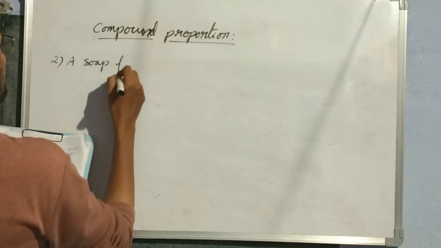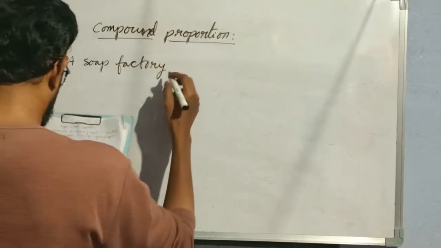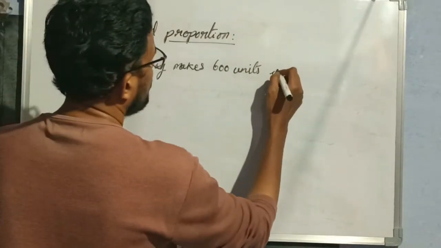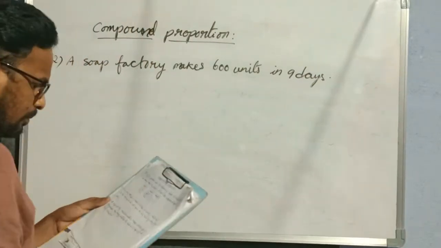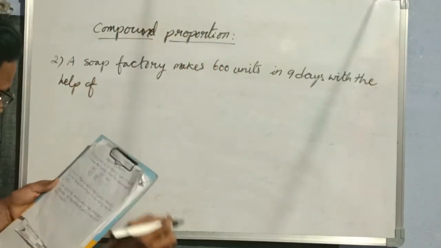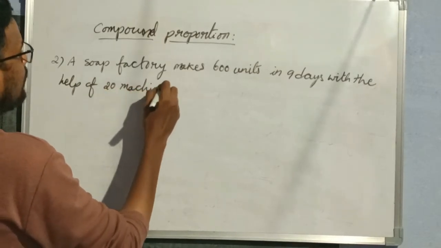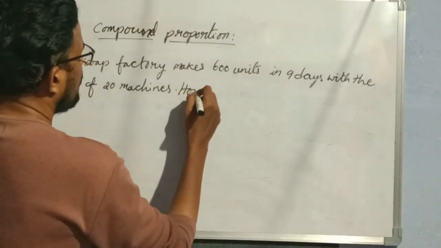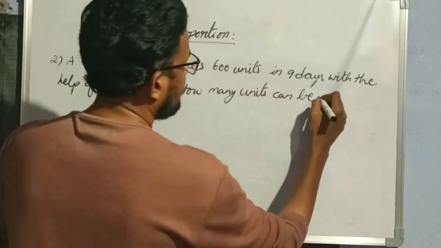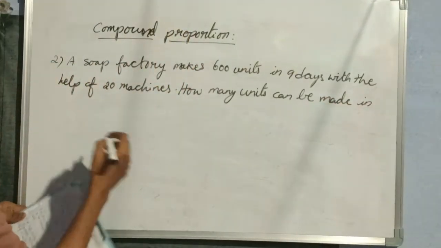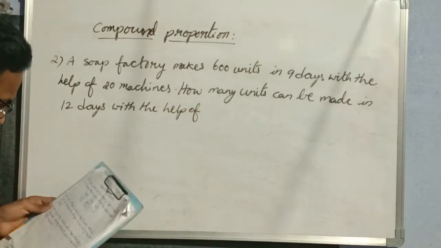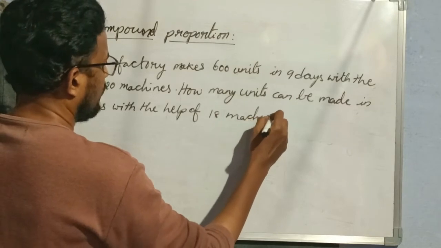A soap factory makes 600 units in 9 days with the help of how many machines? 20 machines. Okay. How many units can be made in 12 days with the help of how many machines now? 18 machines. Okay, this is our problem.